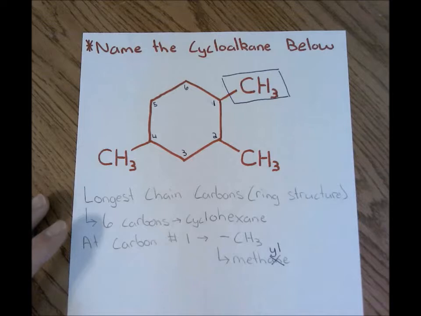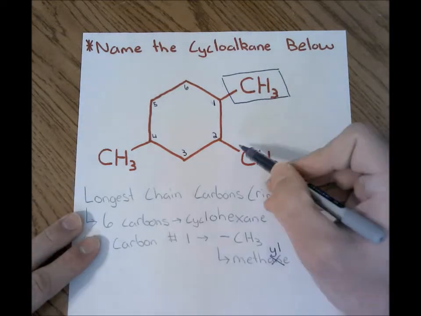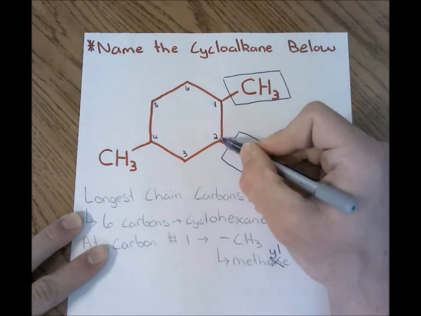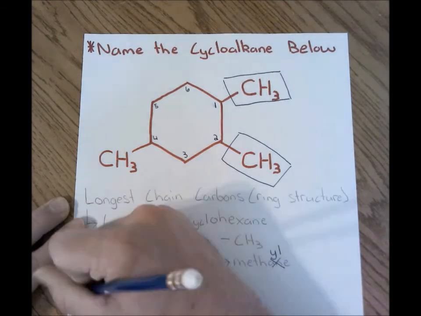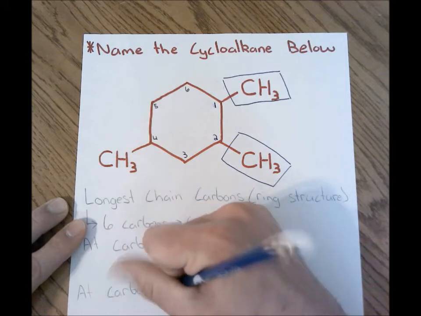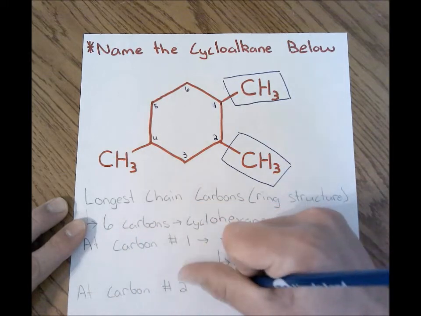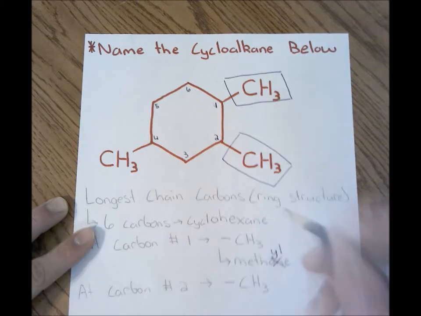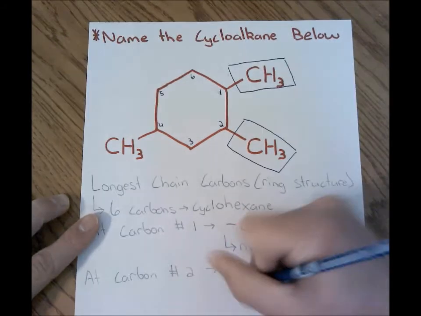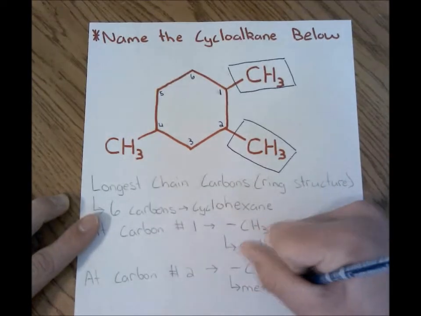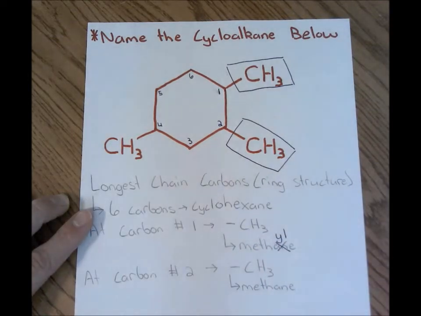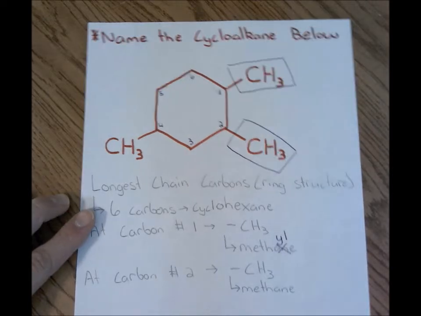Now, we go to the next attached group, which occurs at carbon number 2. At carbon number 2, we again see that we have a CH3 group. I just showed you on the chart that an attached CH3 group was given the name methane. But because it is an attached group, we cannot have the ane ending, and so we have to change it once again to yl.